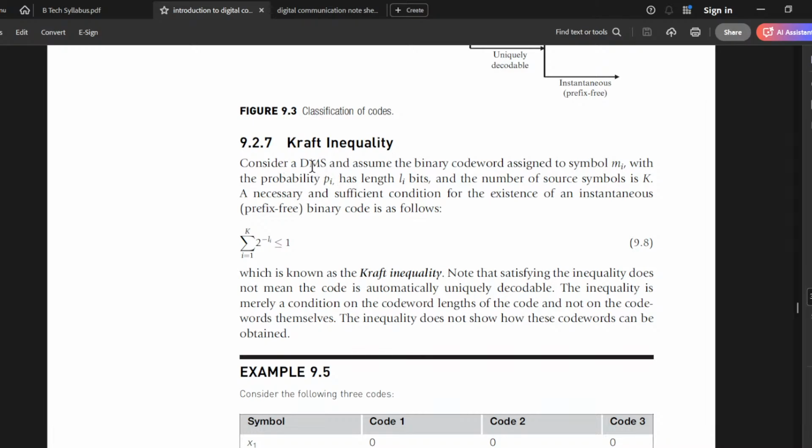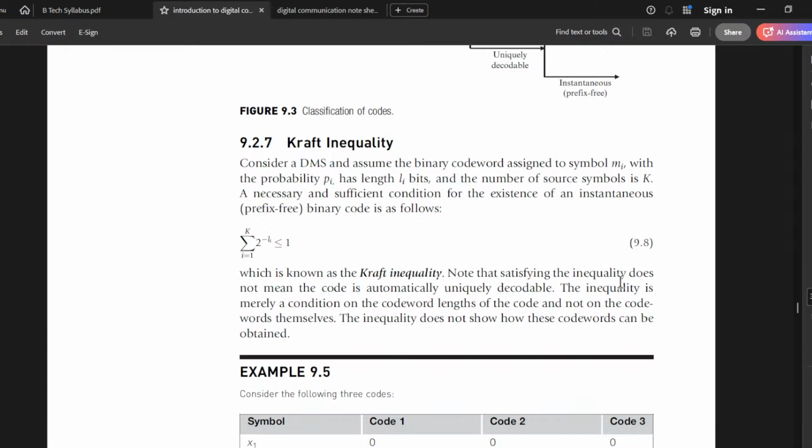Consider a discrete memoryless source and assume the binary code word assigned to the symbol mi with probability pi has the length li bits, and the number of source symbols is k. A necessary and sufficient condition for the existence of a prefix-free binary code is as follows: the summation of 2 to the power of minus li, from 1 to k, should be less than or equal to 1, which is known as the Kraft inequality.